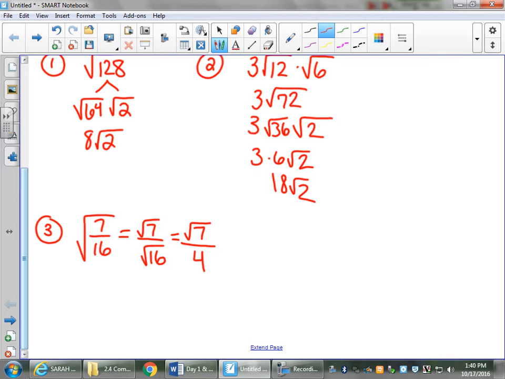If you wanted to do something like radical 2 plus radical 6, which are not like radicals, you would have to change them to their decimal form to be able to do the addition.